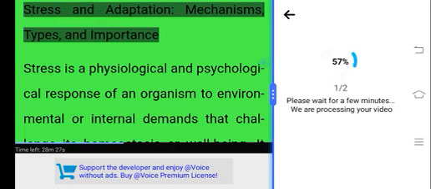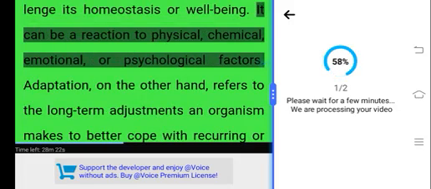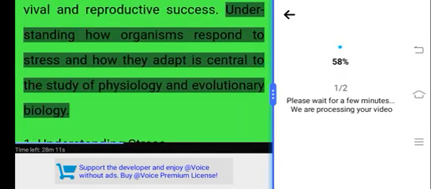Stress and adaptation: mechanisms, types, and importance. Stress is a physiological and psychological response of an organism to environmental or internal demands that challenge its homeostasis or well-being. It can be a reaction to physical, chemical, emotional, or psychological factors. Adaptation, on the other hand, refers to the long-term adjustments an organism makes to better cope with recurring or prolonged stressors, contributing to survival and reproductive success. Understanding how organisms respond to stress and how they adapt is central to the study of physiology and evolutionary biology.